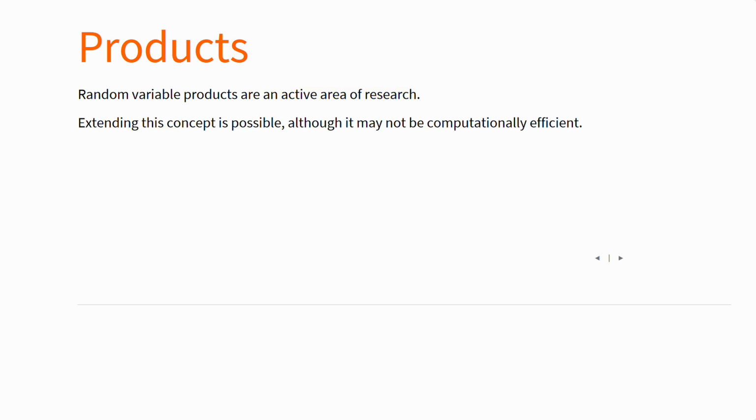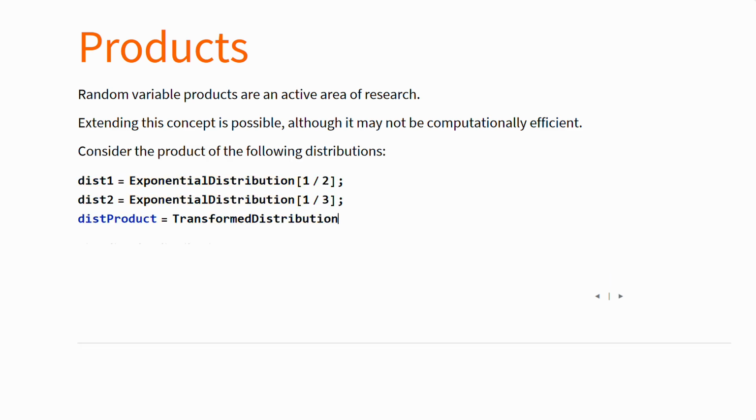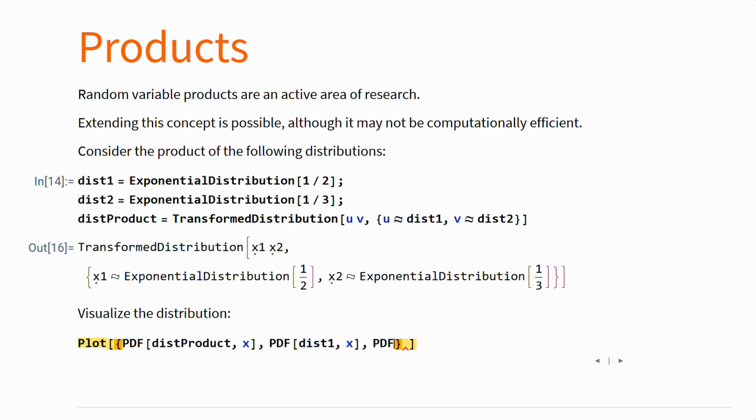Then what happens when you take the product of random variables? Well, there's no easy answer to that question. Random variable products are an active area of research. While computing it is possible, the meaning of that operation is highly dependent on your application. As an example, you can take two distributions, their product, and visualize.